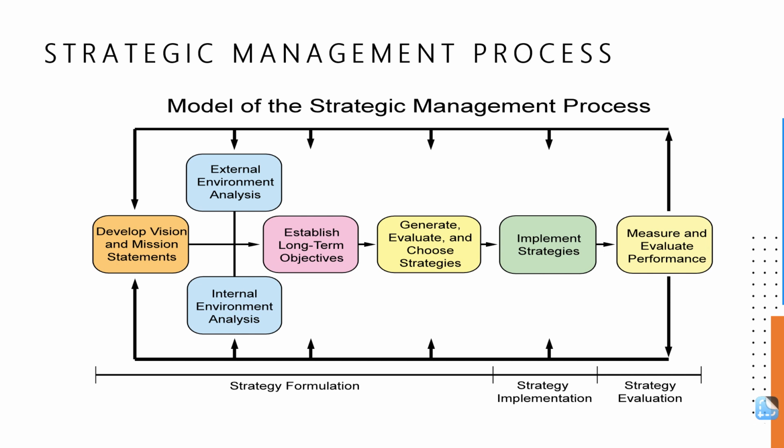After developing the plan, we implement the plan, right? So implement the strategy. After implementing it, we need to monitor and adjust, which is nothing but measure and evaluate performance. Based on the result, we need to adjust it so that we will attain our desired outcome. Okay, so this is a model of strategic management process which was developed by Fred David.